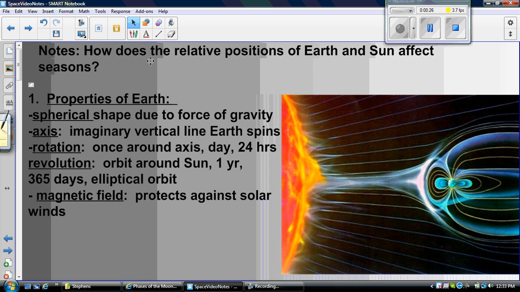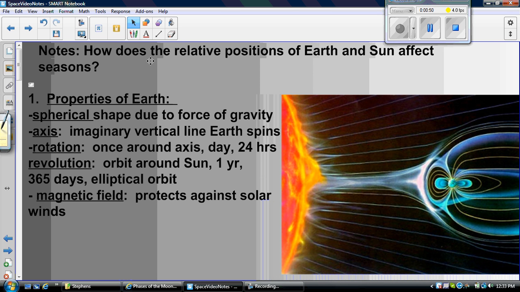Okay, so let's first start off with some properties of Earth. Earth is a spherical shape due to the force of gravity. Gravity pulls everything in and makes that spherical shape. An axis is an imaginary vertical line that Earth spins around. That axis is what creates our rotation. Once around an axis is 1 day or 24 hours on Earth.